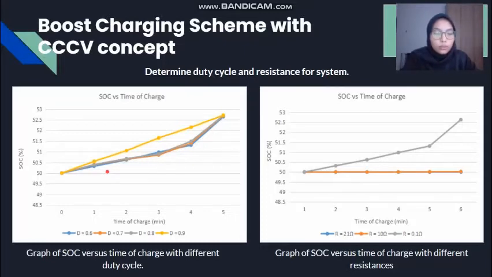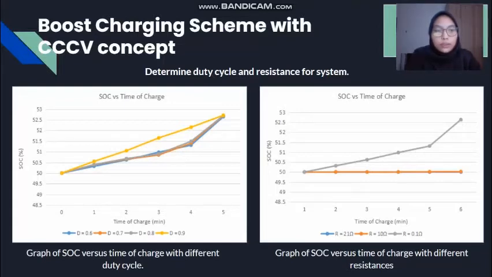It was also proved by S. George, M. R. Hassan, A. Mahmood in their paper titled Proposing a Technique to Design a Boost Converter Based Charger and Analysis of the Power and Efficiency. Therefore, 0.6 is a suitable duty cycle for this boost charging scheme with CCCV concept.